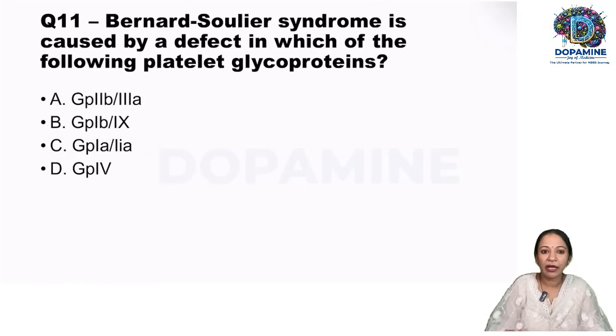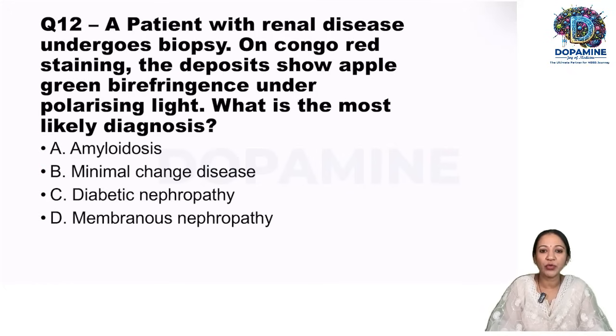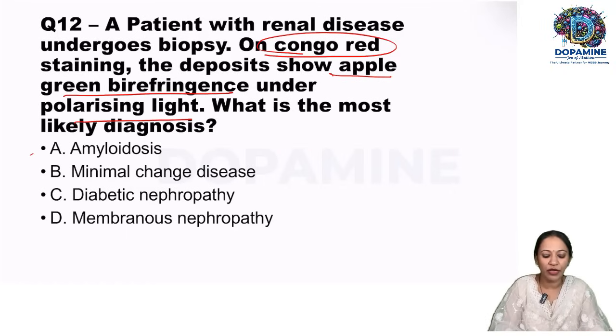So here, Bernard-Soulier syndrome is caused by the defect in which of the following glycoproteins? It is GP1B/9. So this is the right response. 2B/3A will cause Glanzmann's thrombasthenia. Next question, a patient with renal disease undergoes biopsy. They have clearly given Congo red staining. The deposit shows an apple green birefringence under polarized light. A very straightforward question. What is the most likely diagnosis? It is a clear-cut case of amyloidosis.